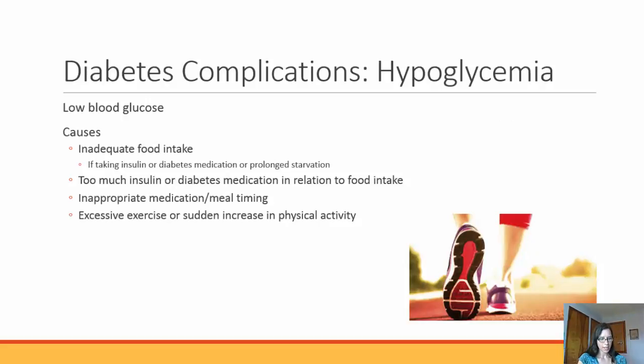Okay, so let's talk about some of the complications of diabetes. The first one is hypoglycemia, low blood glucose. This can be caused by inadequate food intake, especially if the person is taking insulin or diabetes medication. They have this exogenous insulin coming in, but they're not eating enough food for the insulin to have an impact on, so you can go too far with treating yourself for hyperglycemia and go into hypoglycemia.